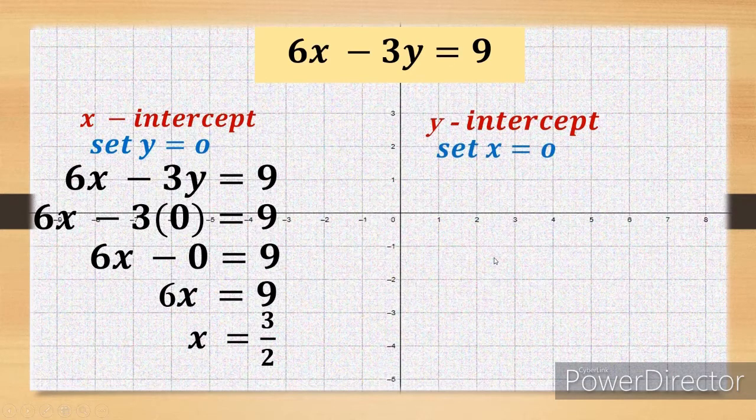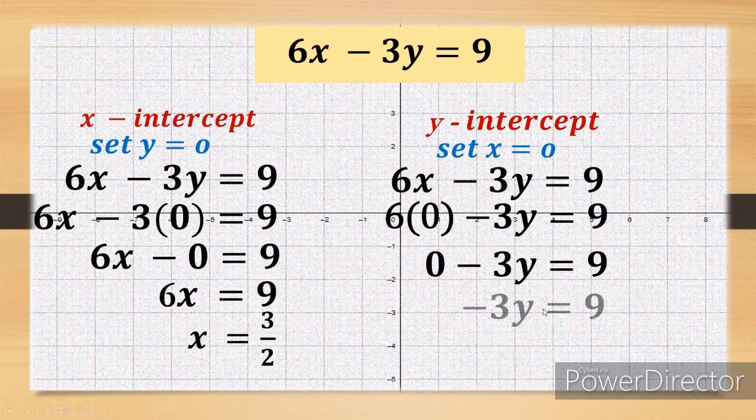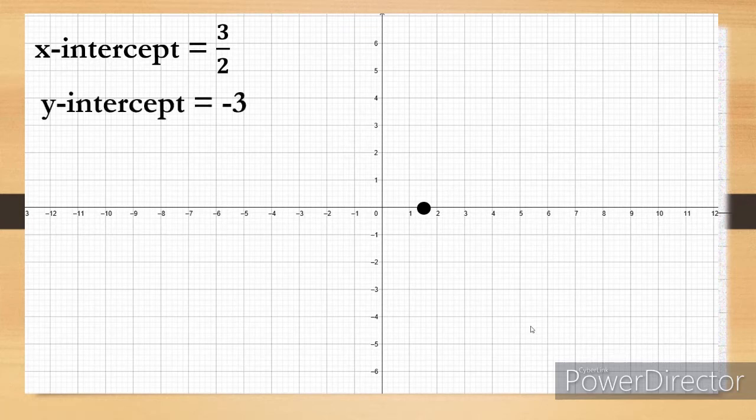Next, y-intercept. We have set x as 0. So, we have 6x minus 3y equals 9. So, 6 times 0 is simply 0. Minus 3y equals 9. Then, divide both sides by negative 3. Our y is simply negative 3. Then, ipa-plot lang ulit natin siya. Our x-intercept is 3 over 2. And our y-intercept is negative 3. Then, connect lang natin yung 2 points na yun.